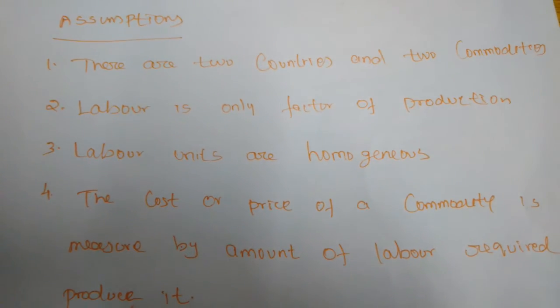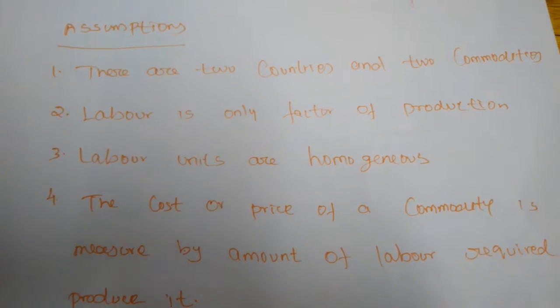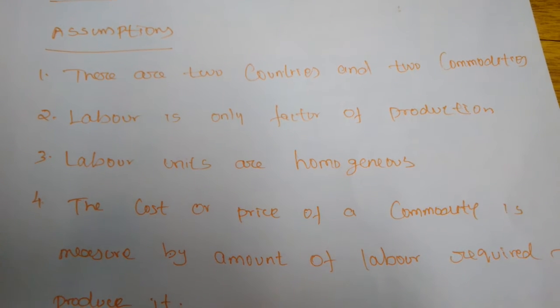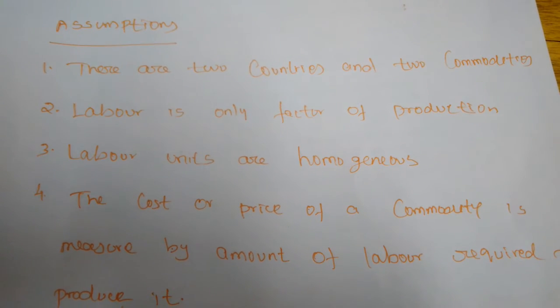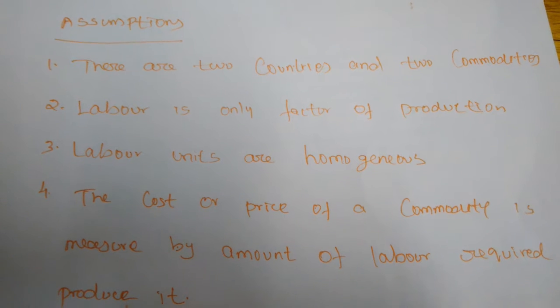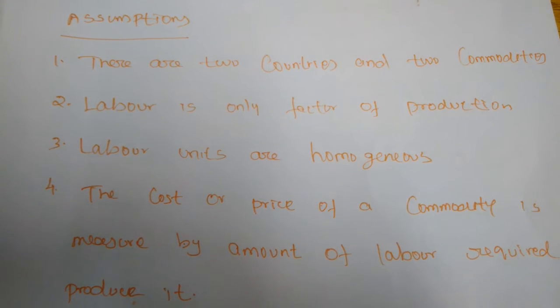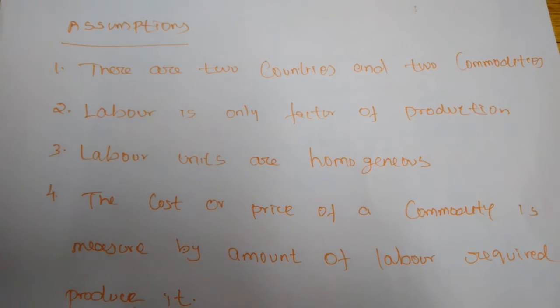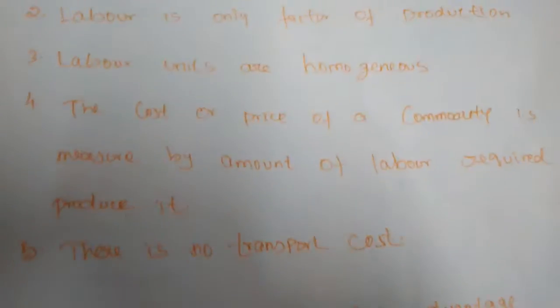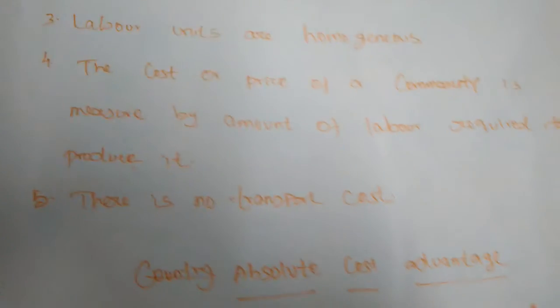Next, labor units are homogeneous. All units of labor are homogeneous. The labor in India and the labor in America are also homogeneous. The power, ability and skills will be the same. Next, the fourth assumption, this is the important assumption.